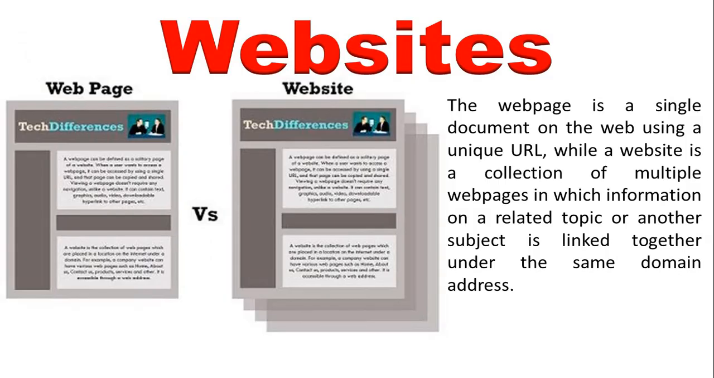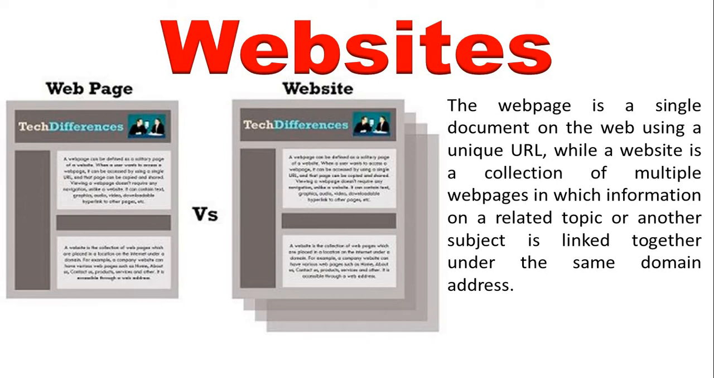And let us understand another thing. So what is the difference between a website and web pages? So what is a website? We must have noticed that there are many websites that we access from our mobile phone, from the tablet, from the computer, laptop, and so on. So all the websites are nothing but a collection of web pages. So a web page is a single document on the web using a unique URL, while a website is a collection of multiple web pages in which information on a related topic or another subject is linked together under the same domain address. So what have we drawn as the meaning from this given text statement?